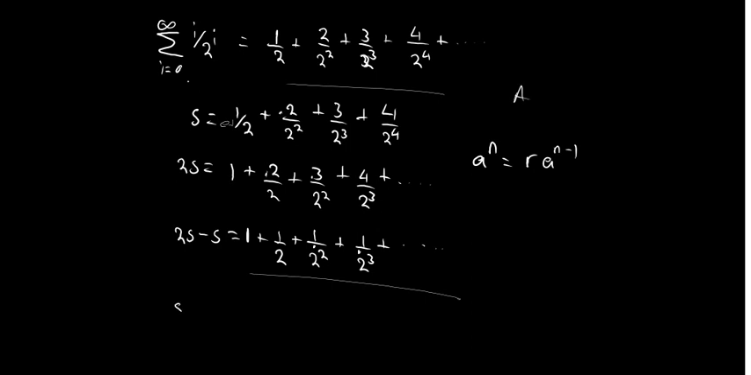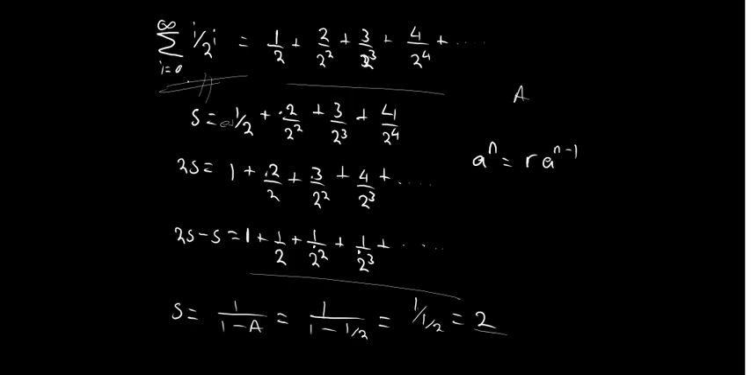So you can basically say S is equal to 1 over 1 minus a, which is 1 over 1 minus 1 over 2, which is 1 over 1 over 2, which is just going to be 2. And that's the answer to this equation. This is 2. And just like that, you've solved this summation, and that's how you go about most of these summations.